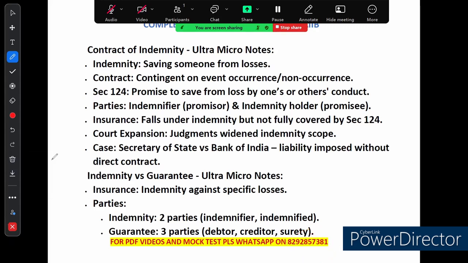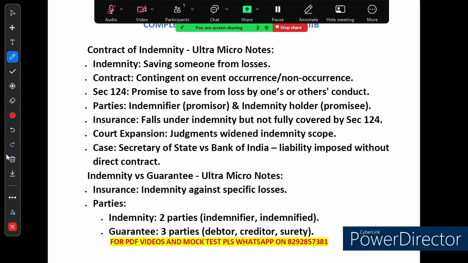So let's quickly break down two important legal concepts, that is the contract of indemnity and contract of guarantee, in the simplest way possible. Indemnity basically means saving someone from loss. It is a type of agreement where one person promises to protect another from certain loss, right? Now the contract kicks in only when a specific event happens or does not happen. That is called occurrence or non-occurrence.